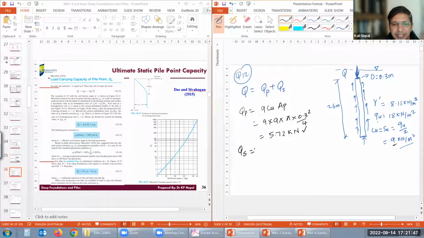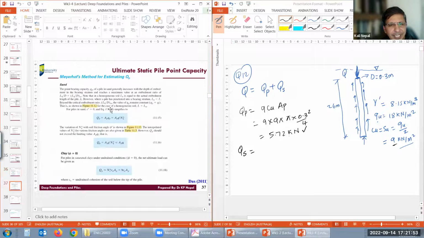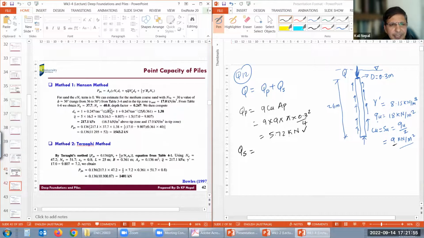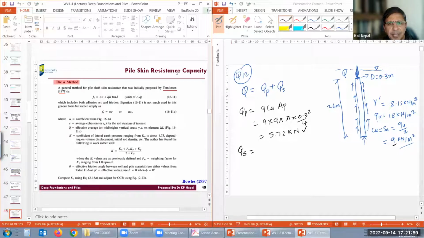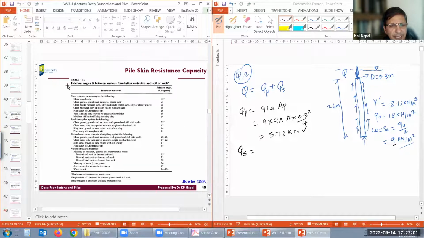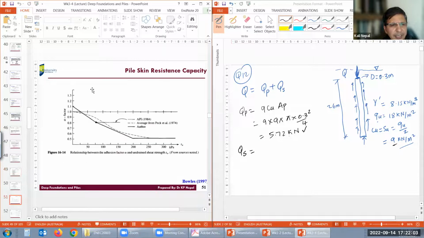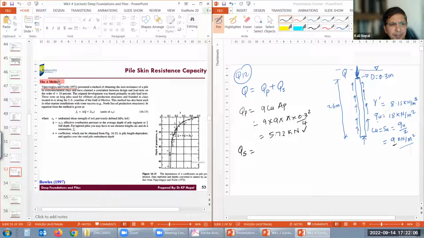So now Qs. There are three different methods: alpha, beta, and gamma methods. But in this question, they have asked for the lambda method. Let's go to the skin capacity, not the point, but the pile skin capacity. This is not alpha. What we want is the lambda method. Did you see that? How easy that is, right?